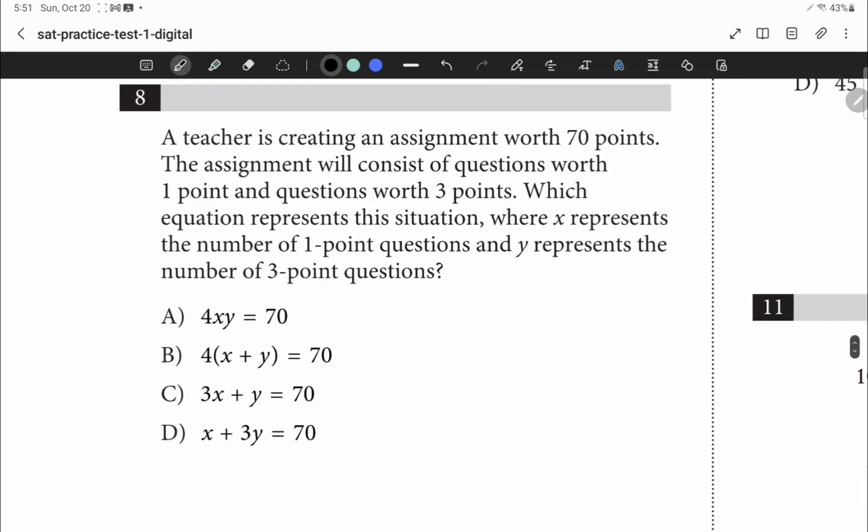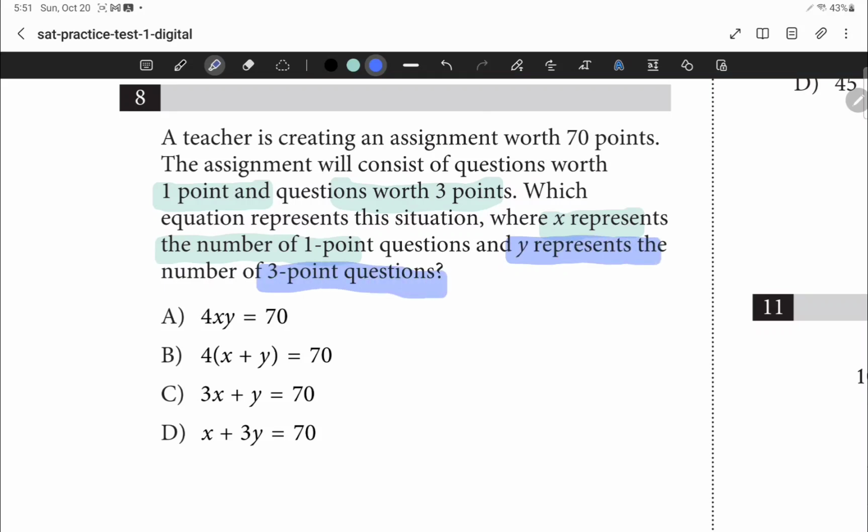A teacher is creating an assignment worth 70 points. The assignment will have questions worth, we have 2 things. We have 1-point questions and 3-point questions. Now, which equation represents the situation where x represents 1-point questions, but y represents 3-point questions?